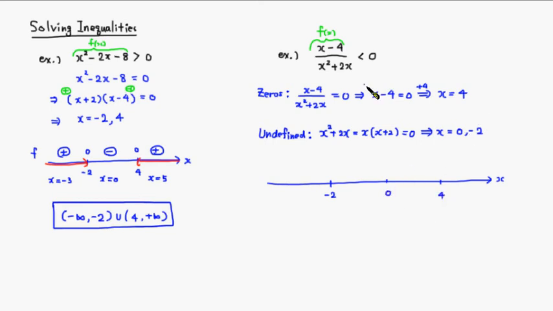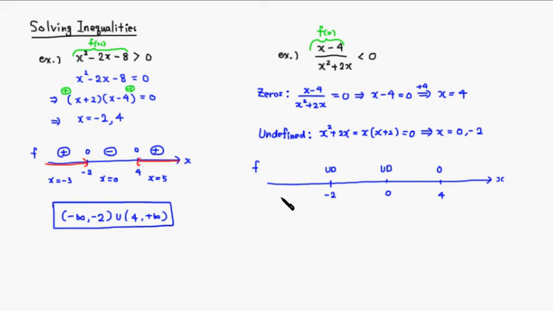So we know that when x equals negative 2 and 0, f is undefined. So I'm going to put ud for undefined, or some people use nd for not defined. And at 4, the function is actually equal to 0, so I'll put 0 there. Then we just do the same thing.